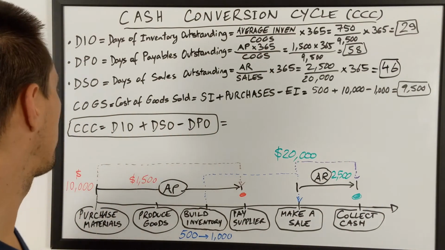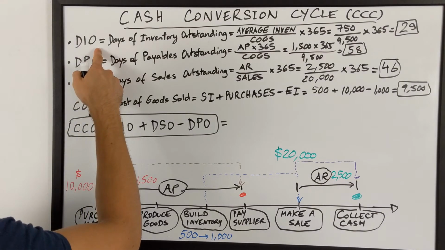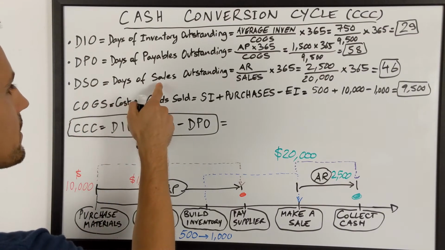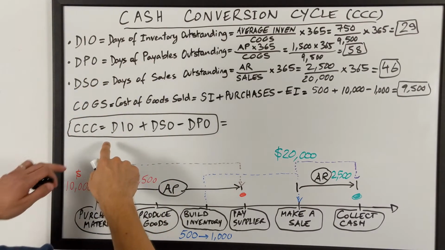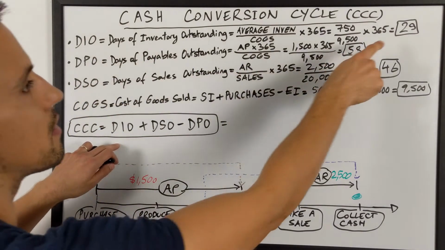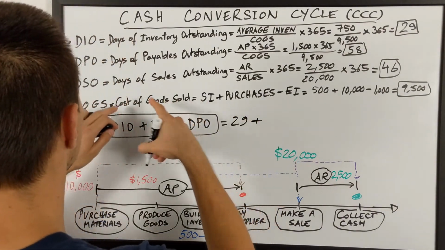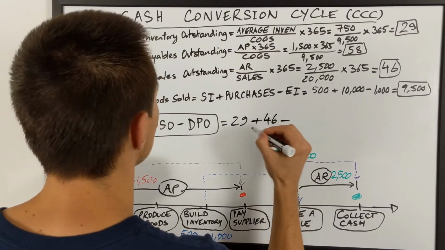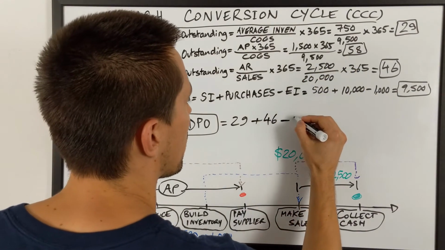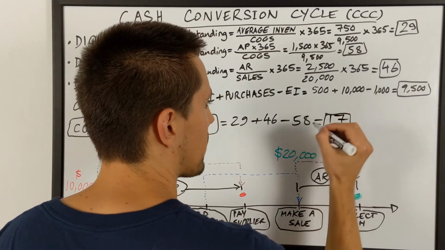So now let's look at the formula here. It's days of inventory outstanding plus days of sales outstanding minus days of payables outstanding. So let's start. DIO 29 plus DSO 46 minus DPO of 58, 17. So now what does it mean here?